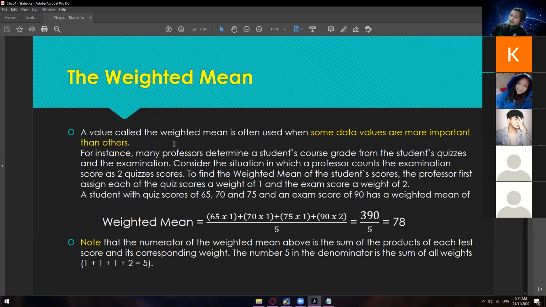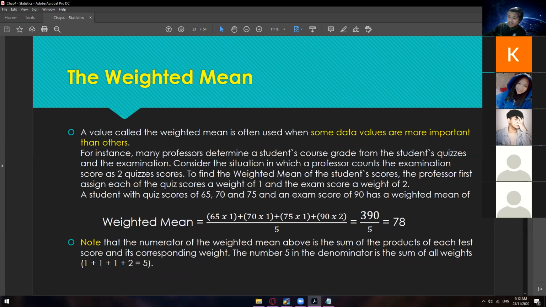A value called the weighted mean is often used when some data values are more important than others. For instance, many professors determine students' grades from the students' quizzes and examination. Actually, I should have included attendance and assignments, but in some cases they only consider the quizzes and the examination. Consider the situation in which a professor counts the examination score as two quiz scores. As you can see, the exam is twice as important as the quiz.